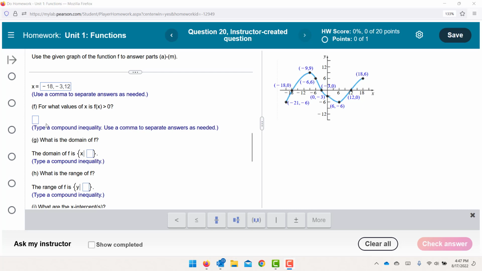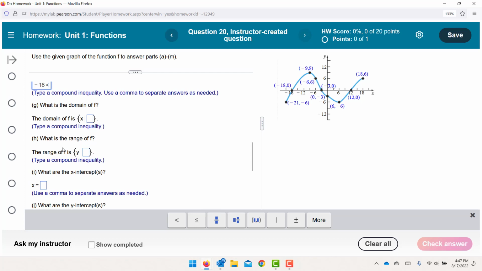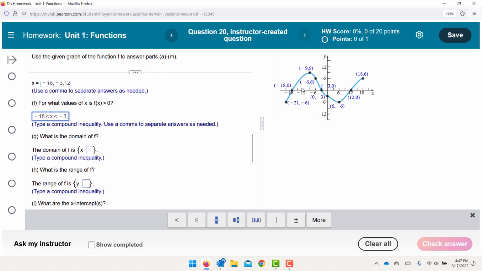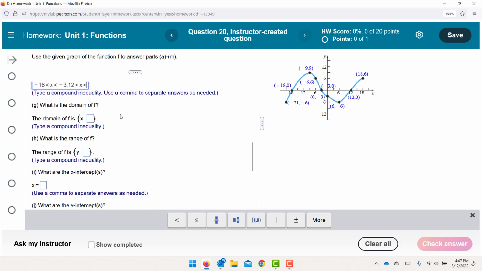And it says type a compound inequality. That's the inequality where you have the x in the middle with the numbers bounding it on the outsides. So x is in between -18 and -3 for that left part above the x-axis. And then x is between 12 and 18 for this right part where it's above the x-axis. So I'll put a comma and I'll say x is between 12 and 18.